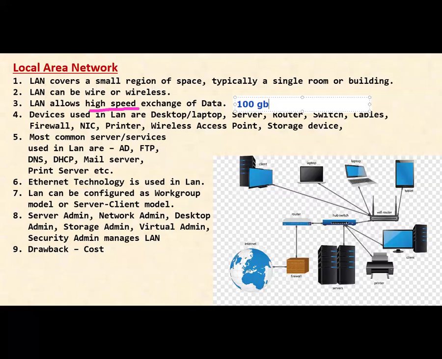See, normally, how much internet connection are we using? My internet connection is actually around 100 MB. Only 100 MB internet connection is there. I'm more than happy with this actually. Okay. But 1000 MB is how much? 1000 MB is 1 GB. I'm saying in local area network, you can get a speed up to 100 Gbps. That is very excellent speed.